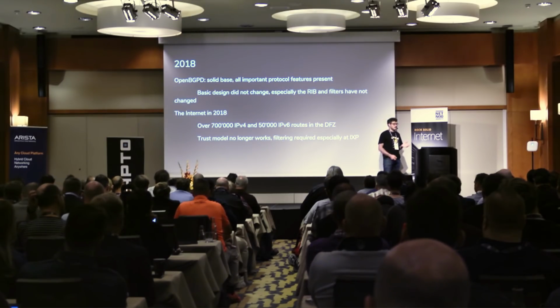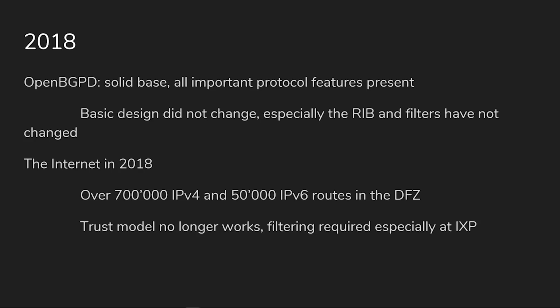Now, let's move forward a little bit. So let's have a look at how it looks now in 2018. In 2018, OpenBGPD, now 15 years old, is a very solid base. It has all the important protocol features that you need for running BGP. The basic design did not really change. The RIB and the filters have not changed since the beginning. And that starts to be a little bit of an issue, especially when we start looking at the internet now, where we have 750,000 routes in the DFZ.